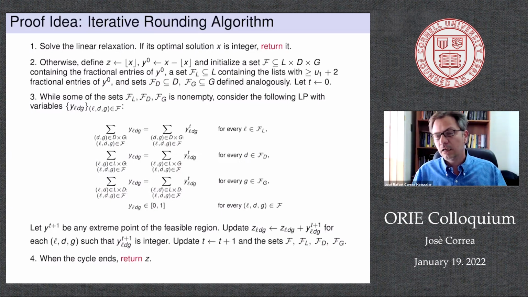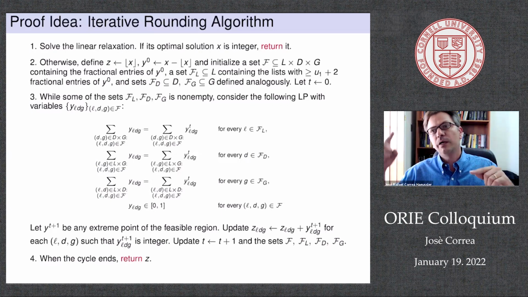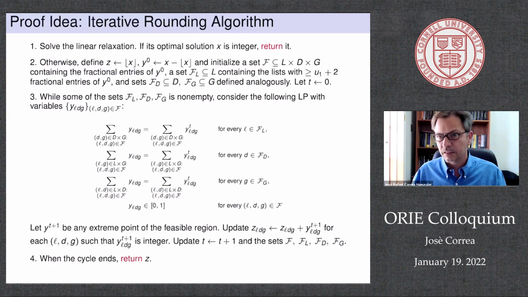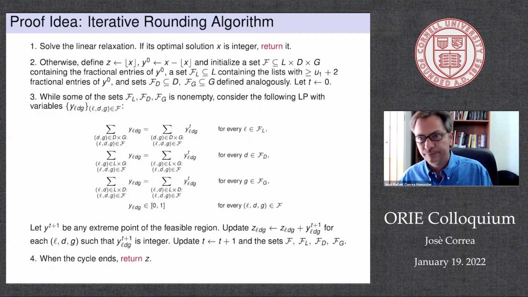And as all these entries were fractional, but they were adding to an integer, when you rounded them down, you at most deviate by U1 and not by U1 plus 1, right? Because you had U1 plus 1 fractional entries that were adding to an integer. So this integer cannot be more than U1. So that's where you save an extra one.